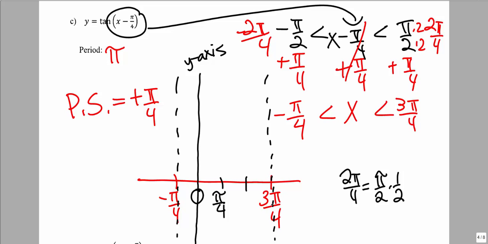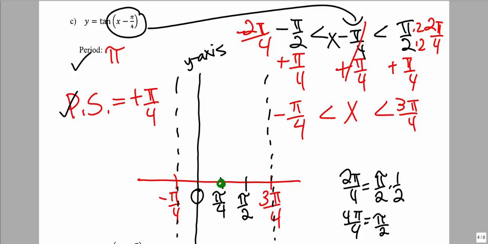And here, when I add these two values together, we get 4 pi over 4, which reduces to pi, and then divide by 2 or multiply by 1/2, we get pi over 2. So those are our midpoints. We have taken care of the period, which was the original pi. We have taken care of that phase shift, and now we are going to graph the tangent basic shape.